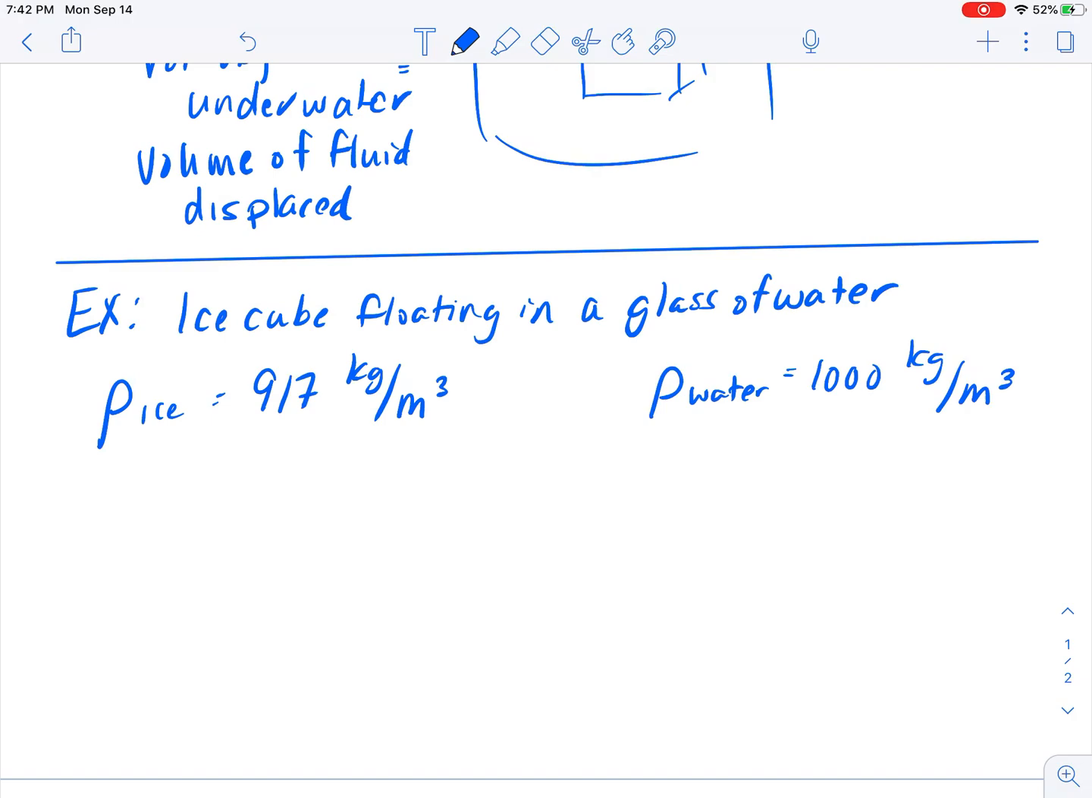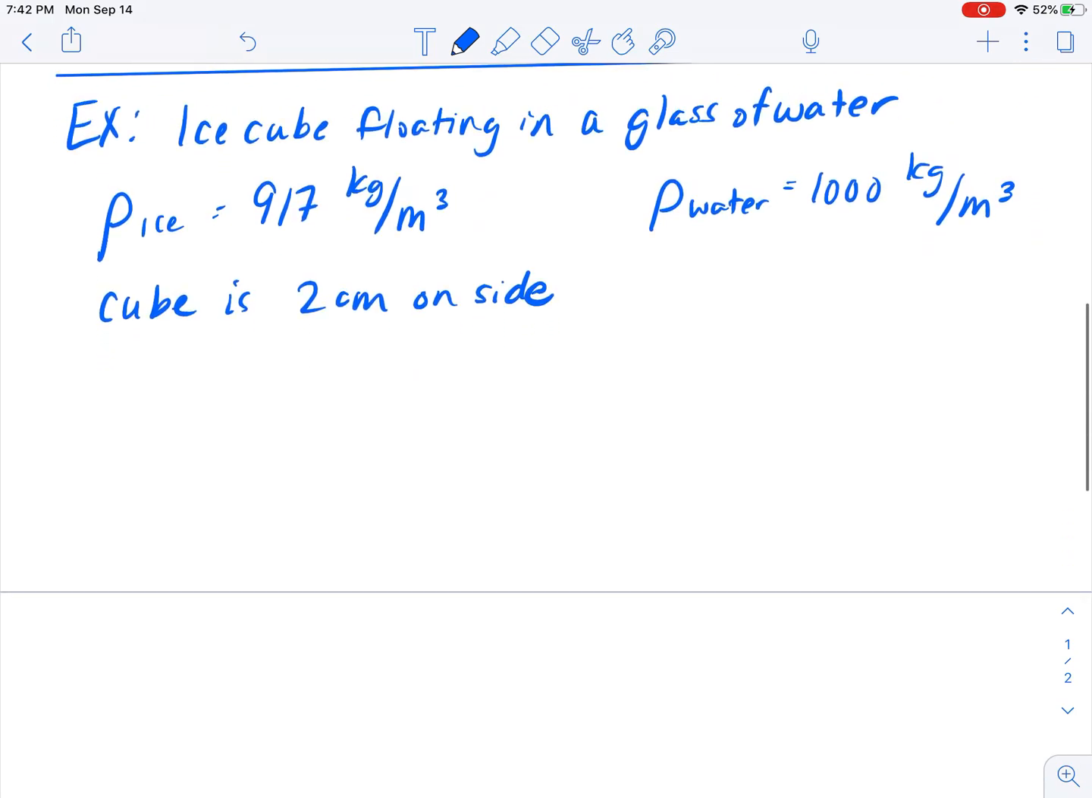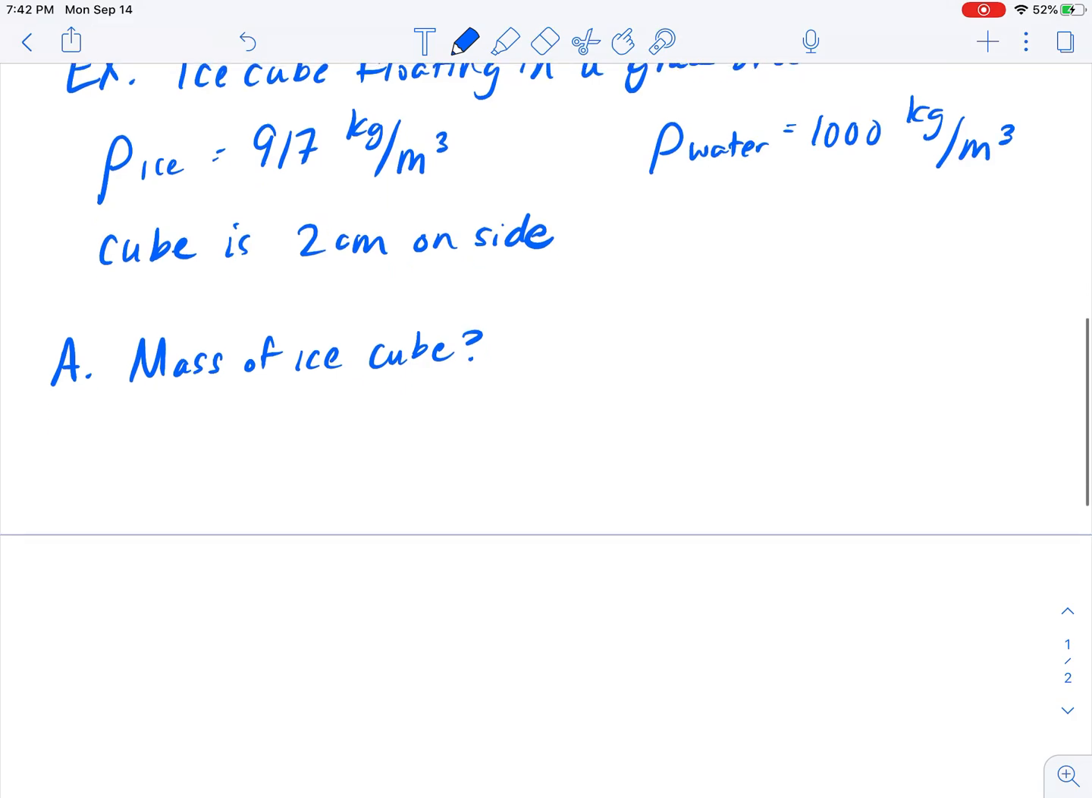So let's say that we have an ice cube that measures 2 centimeters on a side. Let's figure some things out here. Here's what we can figure out so far. Number one, what's the mass of this ice cube? Well, we can figure that out, right? We've got the dimensions and we've got the density.